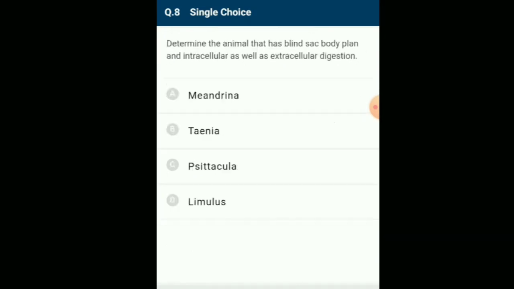Question number 8. Determine the animals that have a blind sac body plan and intracellular as well as extracellular digestion. Blind sac body plan and intracellular as well as extracellular digestion is seen in Cnidaria. Meandrina belongs to the phylum Cnidaria. It shows radial symmetry. Taenia is commonly called tapeworm. Cicada is commonly called cicada. Limulus is commonly called king crab. They show bilateral symmetry. So the answer is option A, Meandrina.